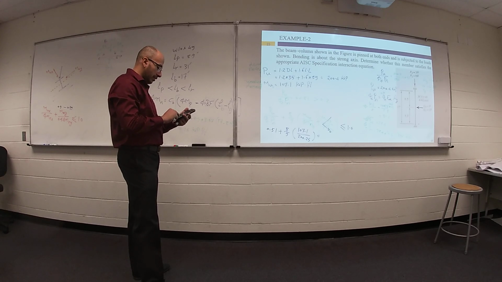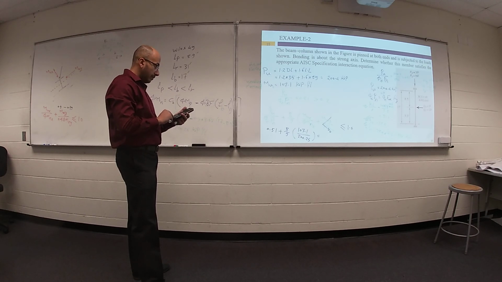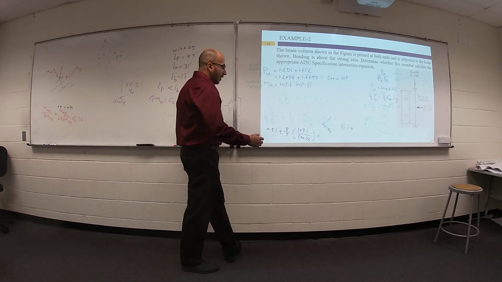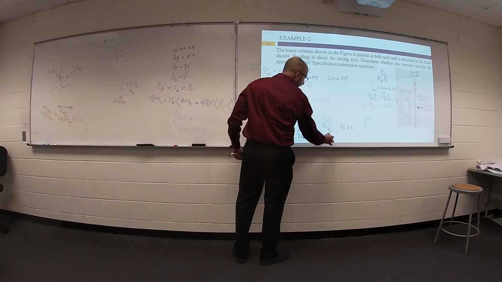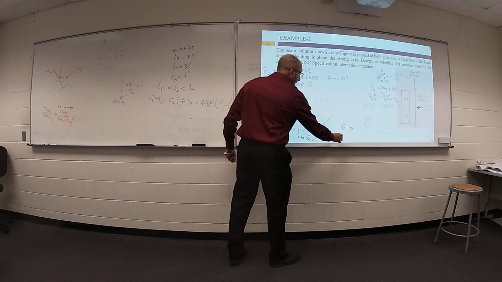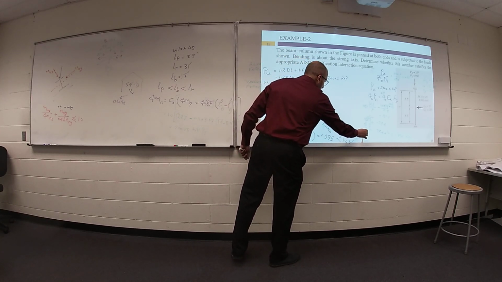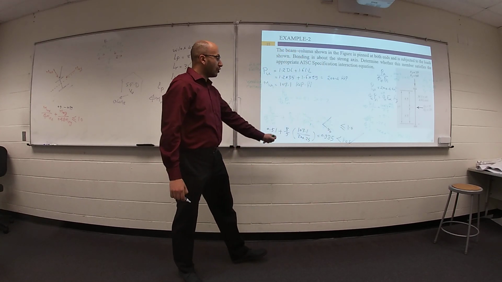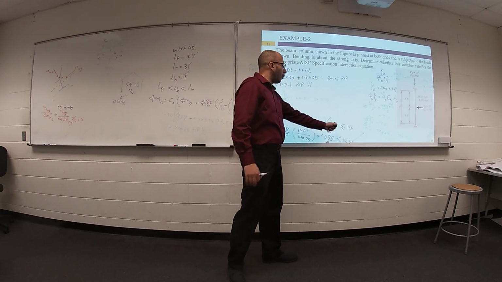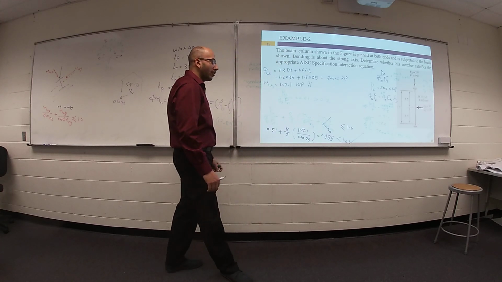Your value is 0.985. It's smaller than 1, so your cross section is safe. Your value, 0.985, is very close to 1, so your cross section is economic.